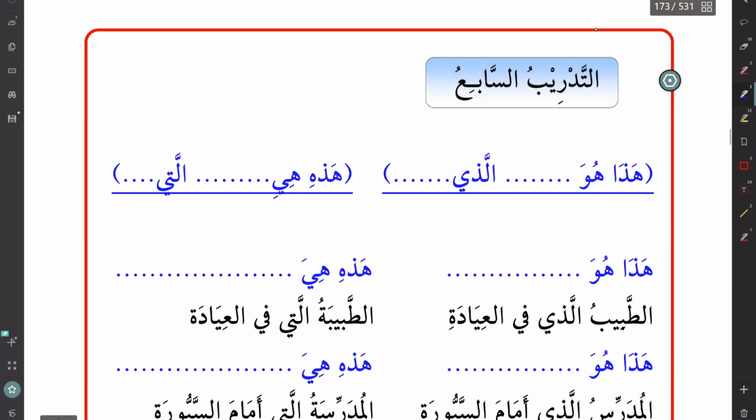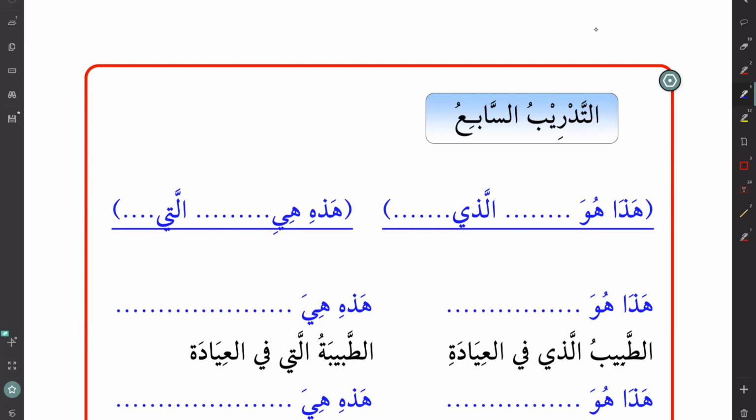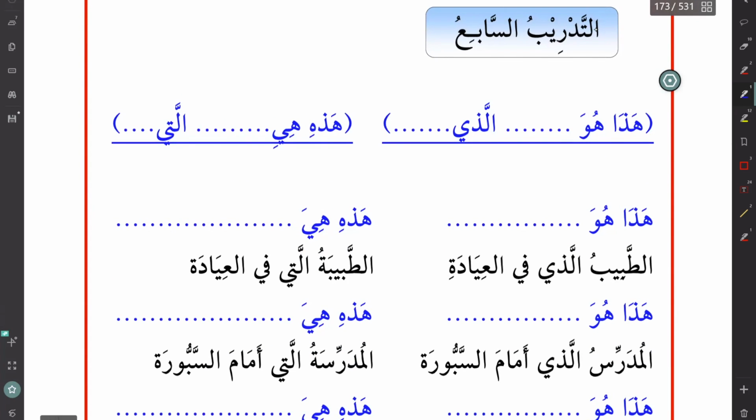Okay, now in the next exercise we have التدريب السابع, the seventh exercise. It says هذا هو, then you have a blank and الذي. When you use this kind of structure, it is in the meaning of "this is the ... that." For example, you can see the example, هذا هو الطبيب الذي في العيادة. So the translation would be, this is the doctor that is in the clinic. عيادة is clinic, remember?